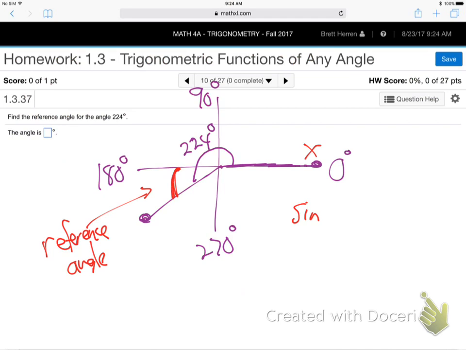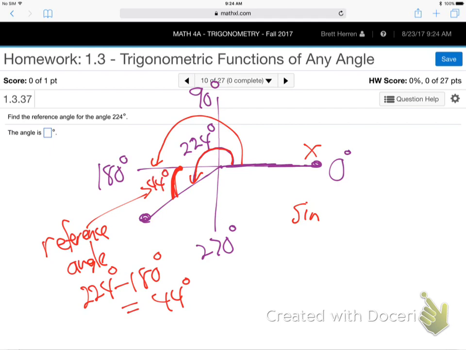So what is this opening here? If this is 224 all the way to there, how much further than 180 is that? Just subtract them, right? 224 minus 180. That's what? 44? So this must be 44 degrees. Are you with me? Because it's 180 plus 44 more to be 224. So the reference angle is 44 degrees.